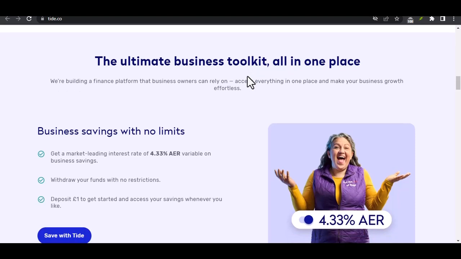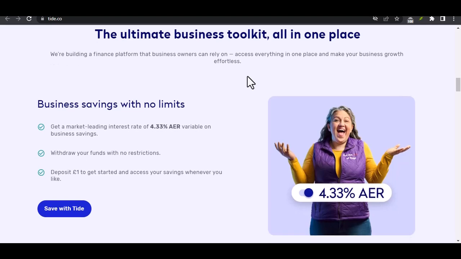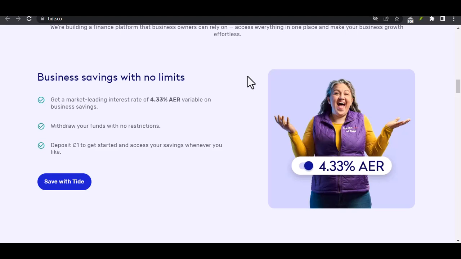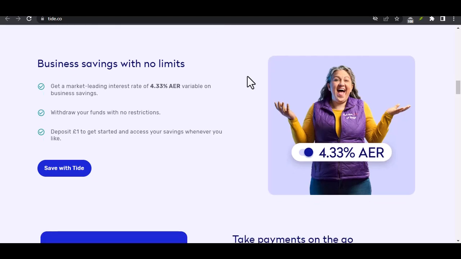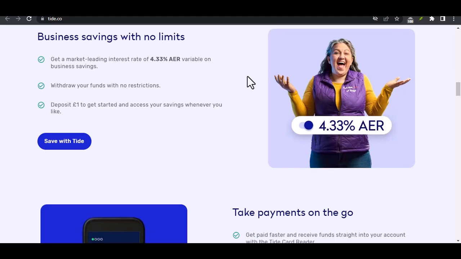Currency conversion. When you make a transaction in a currency that's different from your base currency, Tide will automatically convert the funds at the prevailing exchange rate. The exchange rate used will typically be the interbank rate, which is the rate at which banks trade currencies with each other.